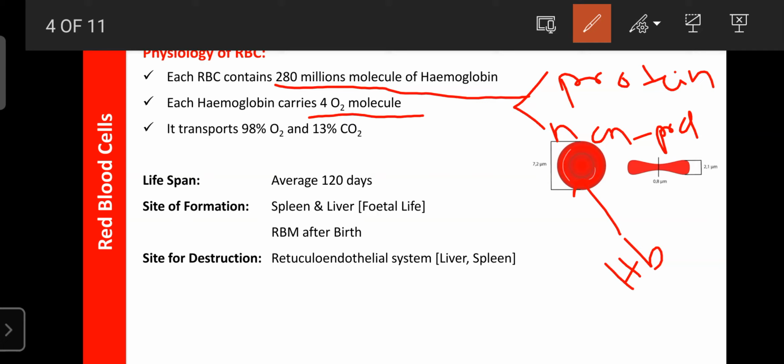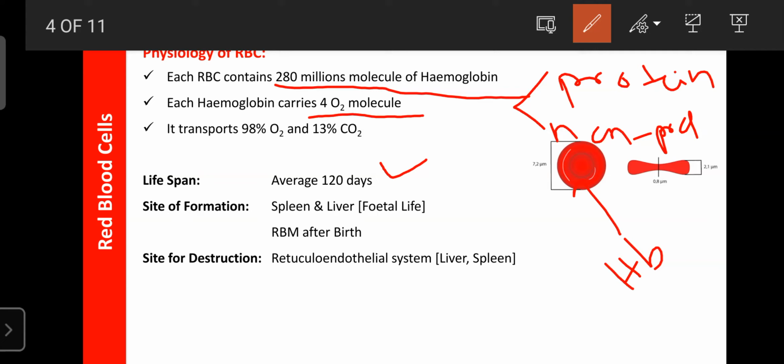And regarding the oxygen, the remaining 2% can be transported in the dissolved form, dissolved in the plasma. Regarding the carbon dioxide, most will be transported as bicarbonate, and some with other proteins, and 13% will be transported by binding with the hemoglobin, with the help of the RBC. Regarding the lifespan of RBC, an average lifespan of RBC is 120 days. After 120 days, those RBCs are removed from the circulation.